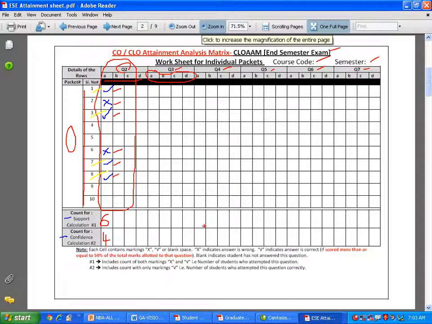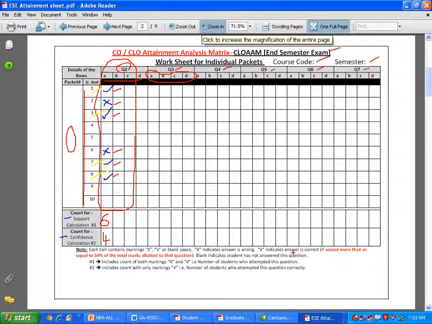Let me read the policy, I mean the rules used in filling this. I would like to read these aspects. Hope all these things are clear at this stage. Now the footnote: each cell contains a marking, a cross mark, a tick mark or a blank space. Cross mark indicates the answer is wrong. Tick mark indicates the answer is correct.